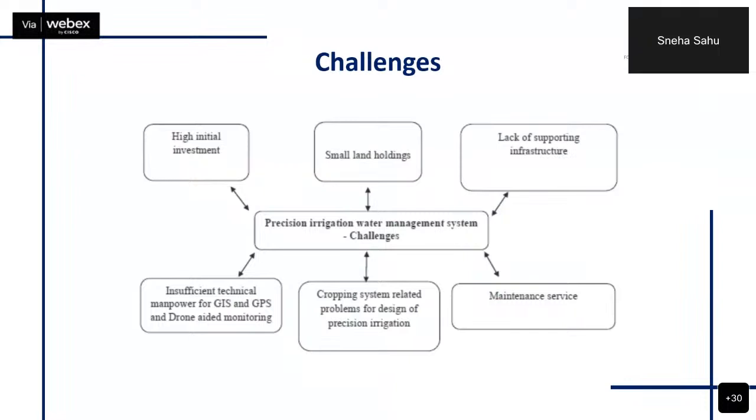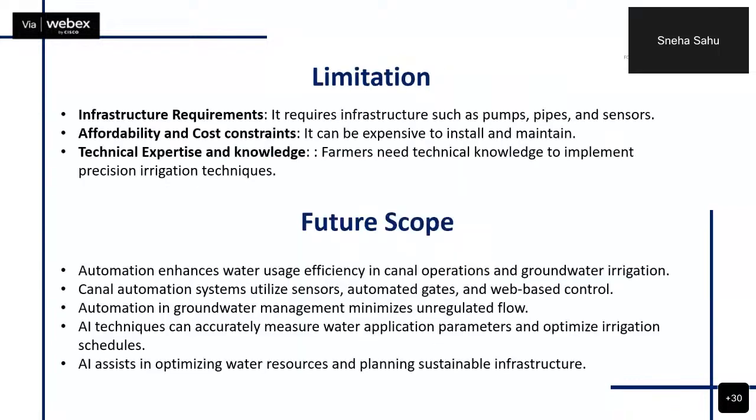Some of the challenges are cost considerations for implementing this system, adequate training and capacity development, ensuring proper maintenance and regular calibration of sensors, and addressing potential data management and analysis. So it has limitations such as affordability and cost, technical expertise and knowledge, and infrastructure requirements.